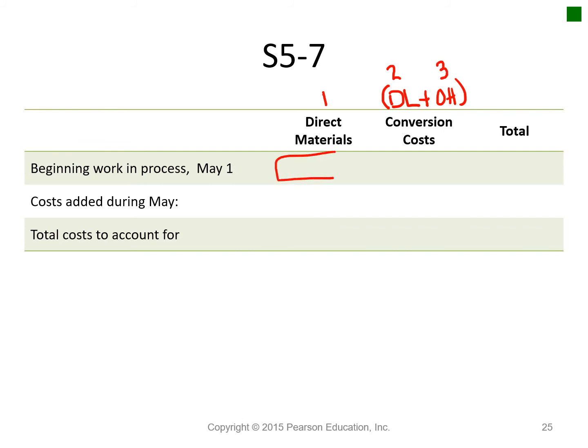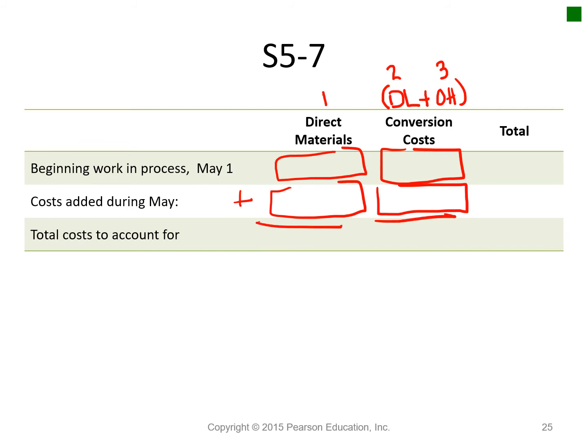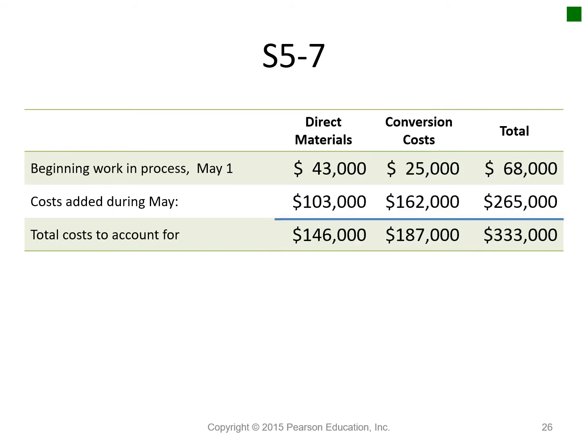And again, all you've got to do is take any beginning dollar amounts which they've given you. You're going to add to it dollars, I call them cost added, and then that's going to be the total cost to account for. And then here you go, here's this problem. So they gave you, again, of that beginning 68,000, the breakdown between what was direct material and what was conversion. And then they told you basically what was added during the month of May.